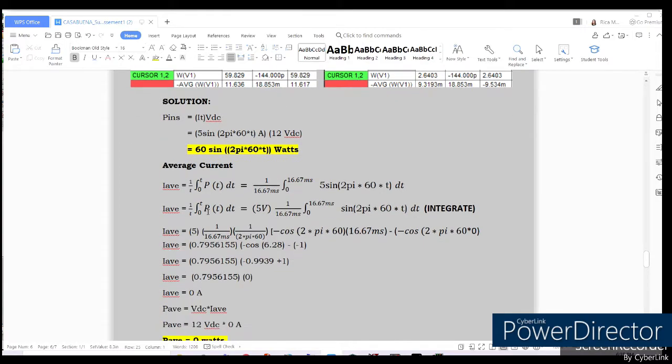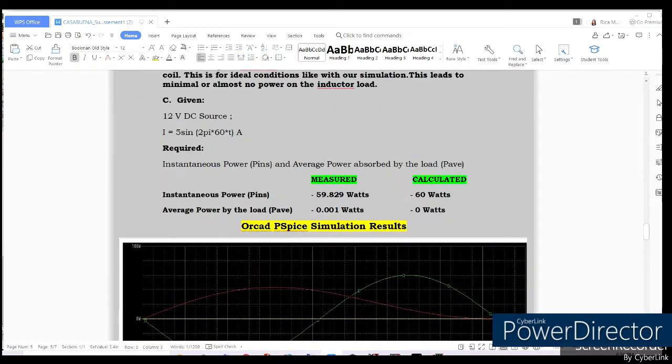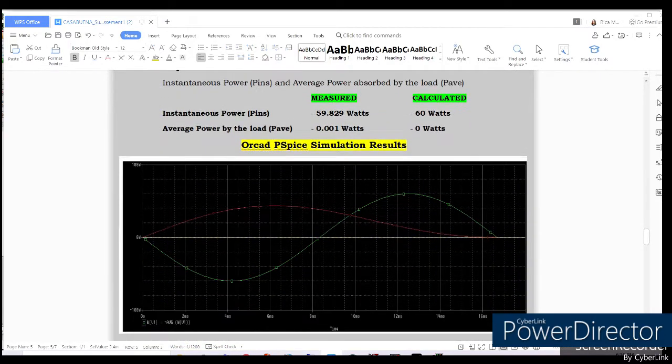For our solution for the instantaneous power, we just have to multiply the current supplied to the circuit times the voltage across the DC voltage source. Our current is 5 sine 2 pi 60 t amperes times the DC voltage, which is 12 volts. This gives us 12 times 5, which is 60, times sine 2 pi 60 t watts. We will be considering the peak value, which is 60. So this gives us our 60 watts calculated value.